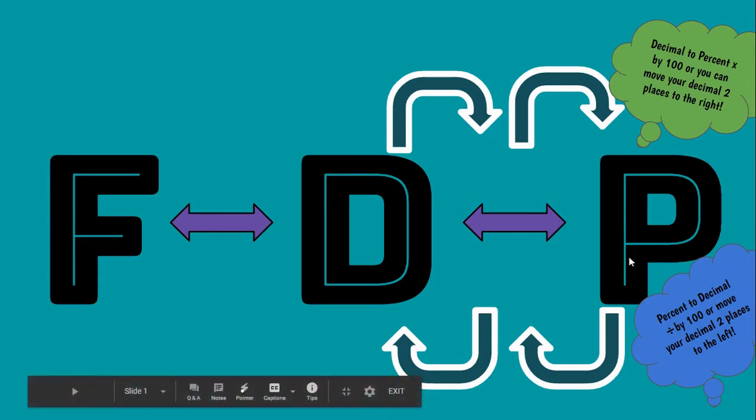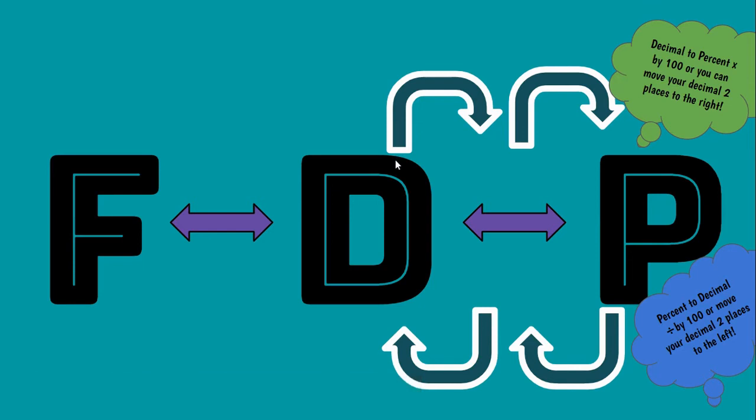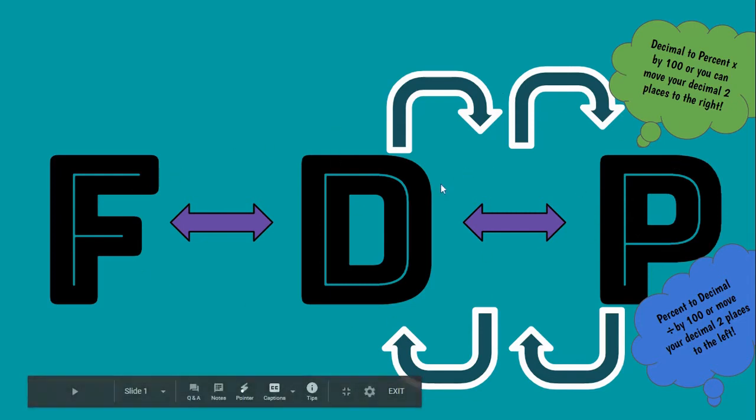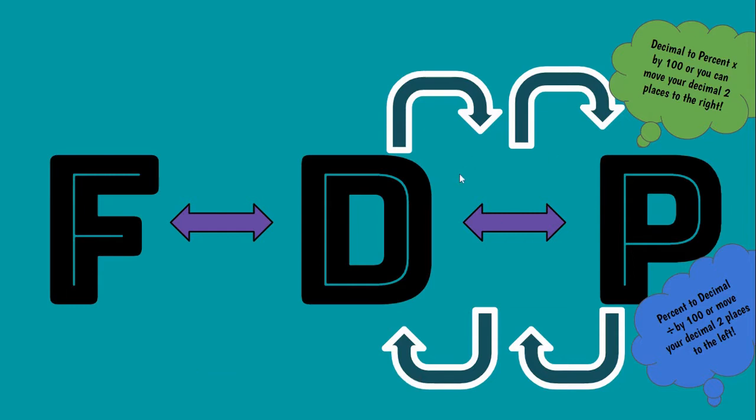Now, this has nothing really to do with today, but if you were wanting to go decimal to percent, we would multiply by 100, or move our decimal to the right 2 places. I just wanted to show you guys this. This is located in Google Classroom, under Resources at the very top, all the way at the bottom of the resources, under important information and tidbits.